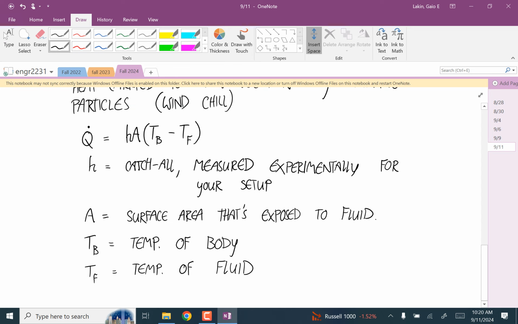So question, if you're given the temperatures in Celsius, can you use that or do you have to convert to Kelvin? You can use it, because it's just a difference.